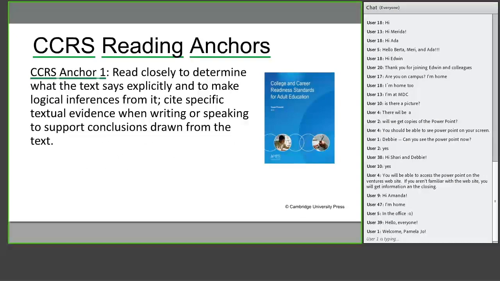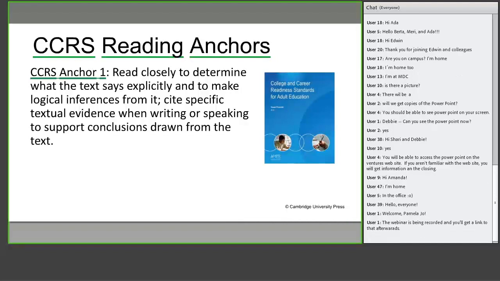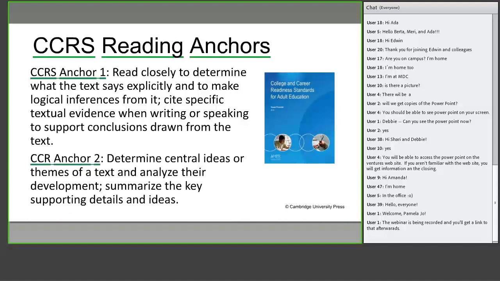So CCR reading anchors 1 and 2, these broad standards, underscore the importance of citing evidence. The first anchor requires learners to read closely to identify key details, and the second anchor highlights the importance of determining the central idea of a text and how the details support this central idea. Citing evidence underlies an important teaching shift for many of us.